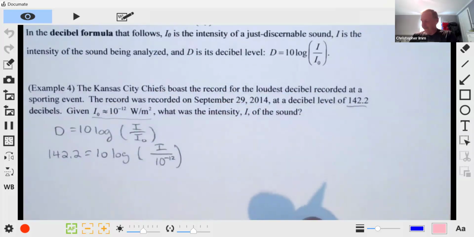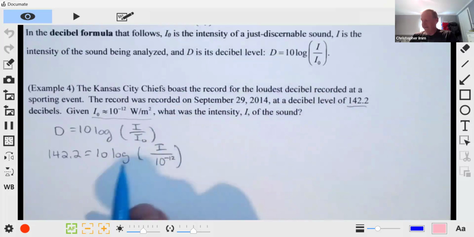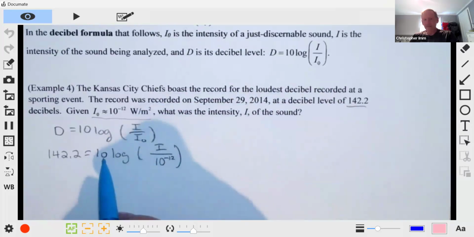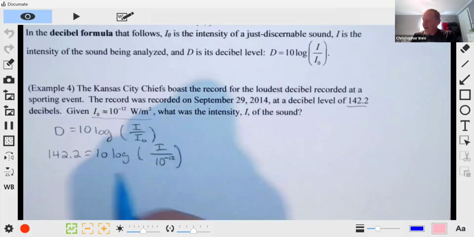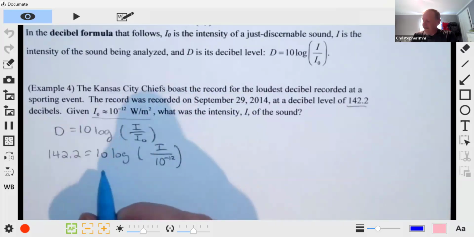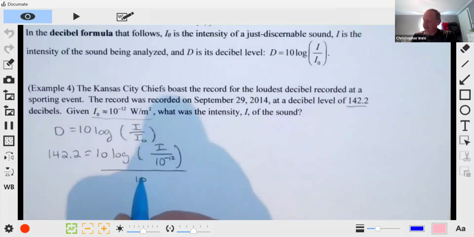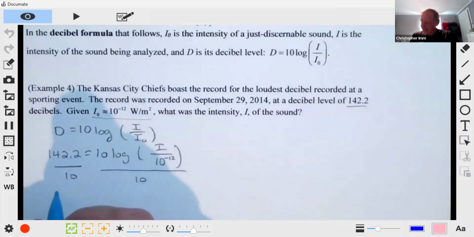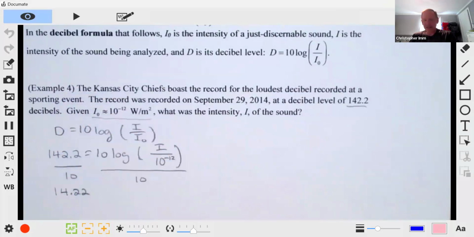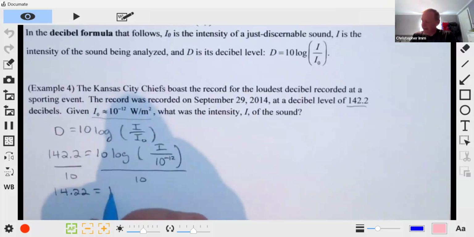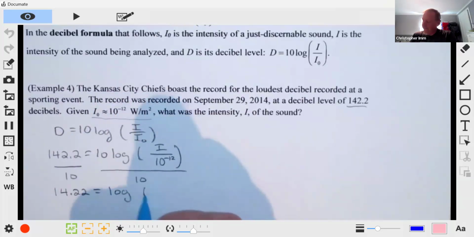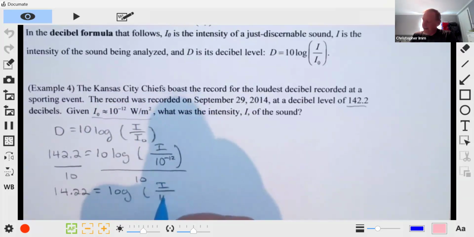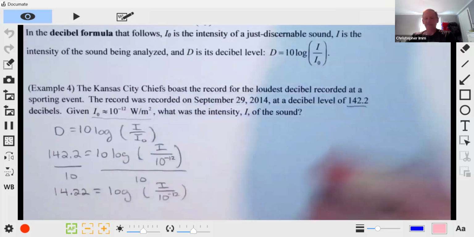If I'm trying to solve this for I, the first thing I need to do is get log by itself. I could put this 10 up top, but if I want to get rid of it and get it over here, isolating I, I'm going to actually divide by it. When I divide by 10, it moves my decimal back one place. So I have 14.22 is equal to log of I over 10 to the negative 12.